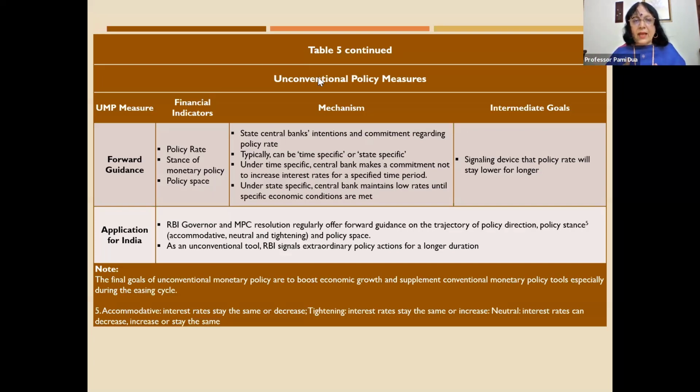When it is an unconventional guidance, it refers to a substantive change. It has to be time specific, meaning that for the next one year we will not change interest rates, or it could be state specific, that until the economy revives we will not increase interest rates. Something like that is an unconventional forward guidance. And this has also been used. If you look at the statements of the RBI governor, you will find that extraordinary policy actions have been taken, and for a much longer duration than is common to take.